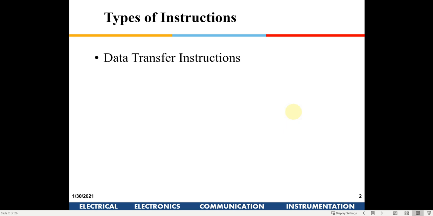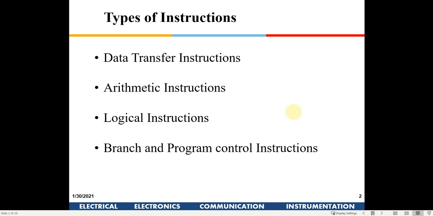There are various types of instructions, okay, out of which this first one is data transfer instruction. Data transfer means transferring a data from one register to other register, or from the register to memory, or between register and the input outputs, or from the memory to input outputs. Okay, so these are the various kinds of data transfer instructions which we are going to learn today, right?